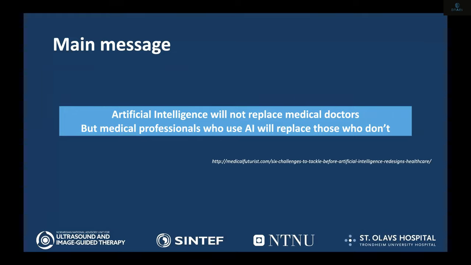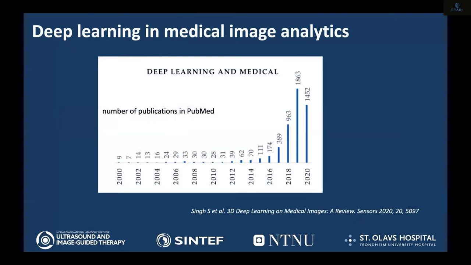In case there is very little time at the end, I usually start by giving you my main message at the beginning, which some people find strange. The main message is that artificial intelligence is not going to replace medical doctors, as far as we can see. This technology will be used by doctors to assist them and take some workload off them. And the medical professionals who use AI will basically replace those who will not use AI in the future. Quite a few people think this is the scenario that will play out.